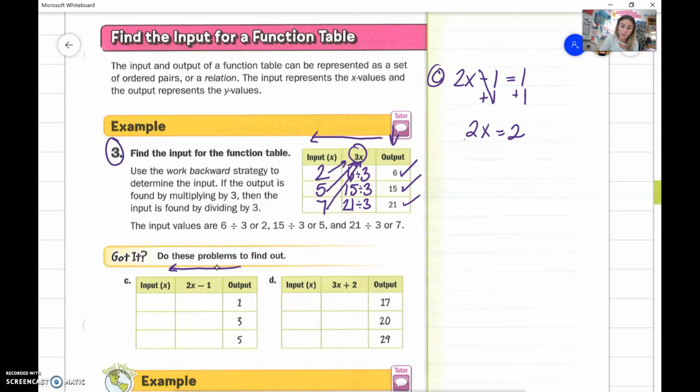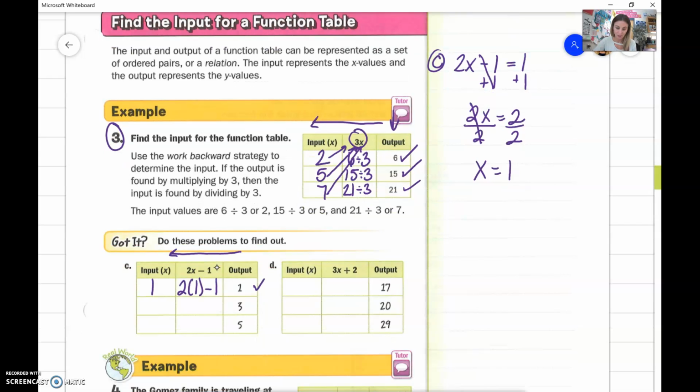If I'm multiplying, the inverse operation of multiplying is dividing, so I'm going to divide each of these by 2. 2 divided by 2 is 1, so I'm left with 1x. 2 divided by 2 is 1. Therefore, we think that the answer is 1. Let's check. I'm going to go 2 times 1 minus 1. So 2 times 1 is 2, minus 1 is 1. Check. Again, I'm just checking mentally rather than working it out, just to show you for these examples.